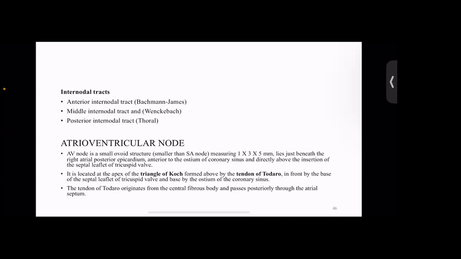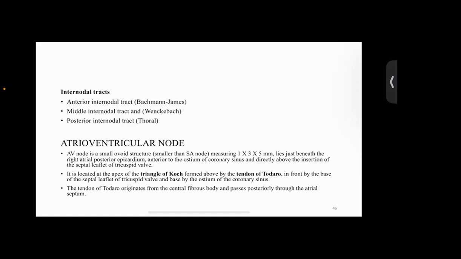is formed by the tendon of Todaro in front, by the base of the septal leaflet of the tricuspid valve, and the base by the ostium of the coronary sinus. So this is very important, especially when you're doing an EPS study or you're trying to do ablation for any of the AVNRTs. So it's an important landmark so that you don't get the AV node injured.